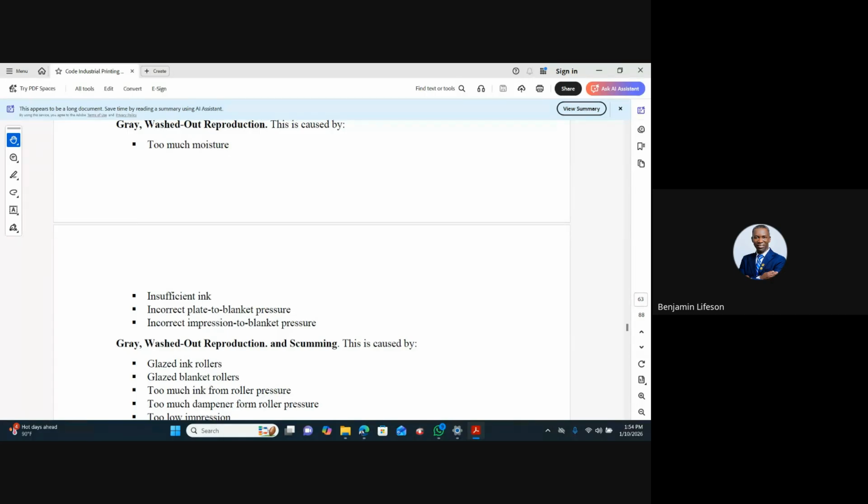It prints faintly. So once it prints faintly, it means that it is either too much moisture or insufficient ink. So you have to check whether there's the need for you to refill, or incorrect plate to blanket pressure. When there is misalignment of plate to the blanket, pressure too can happen. So that is it. Now let's go to the next one.